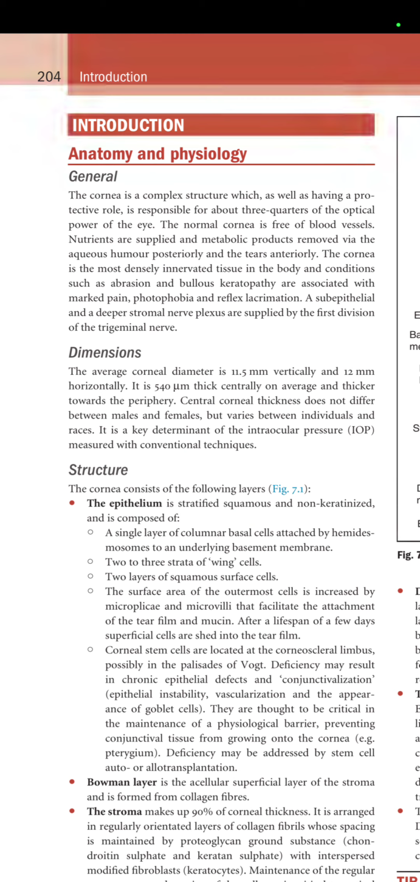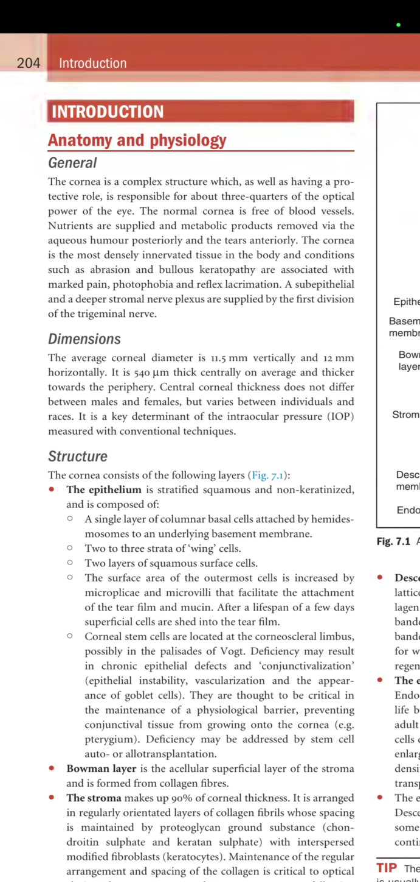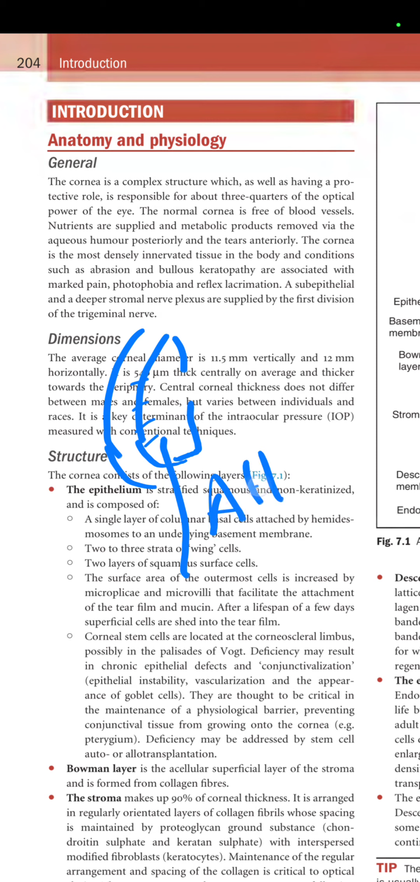And so how does it get the nutrient supply? So this is the cornea, and the posterior side of the cornea is getting the nutrients from the aqueous humor in the anterior chamber, and anteriorly it is by the tears.